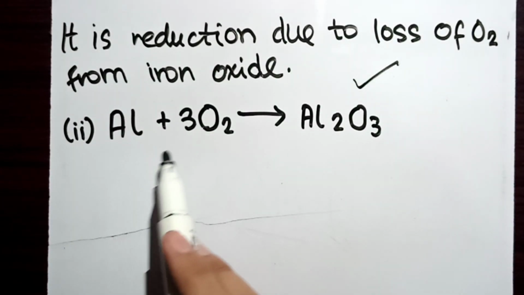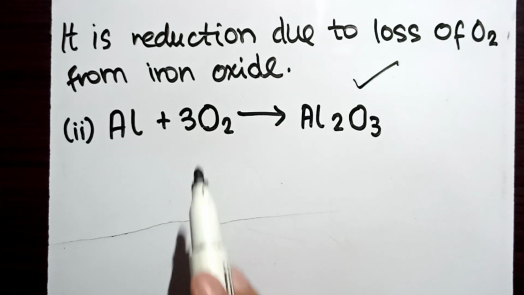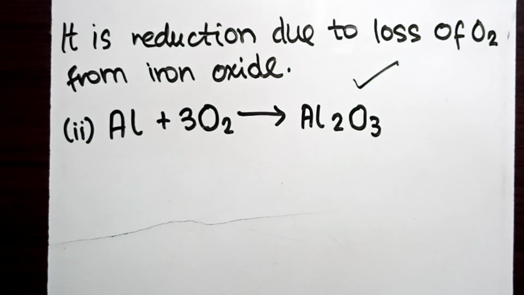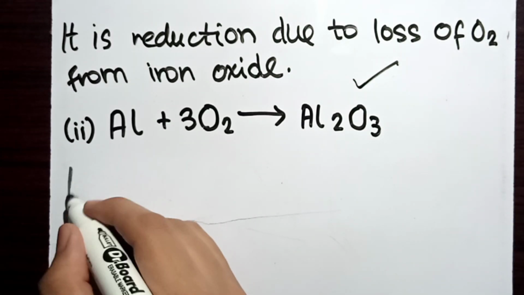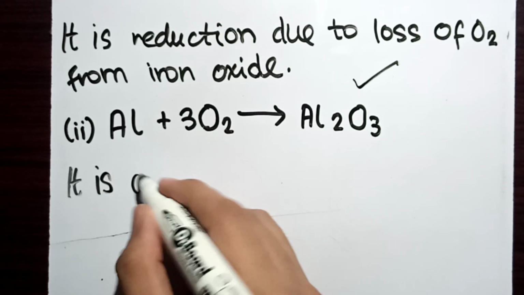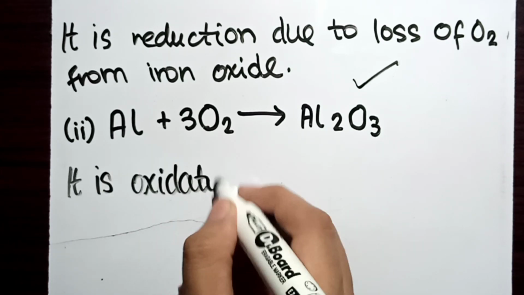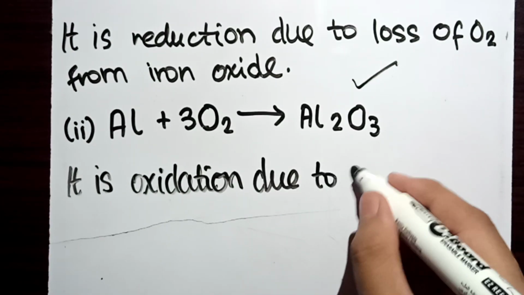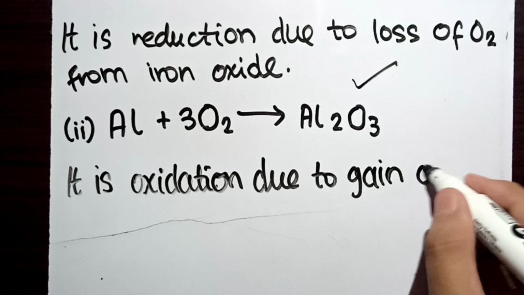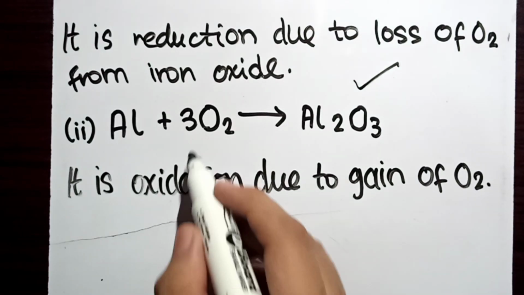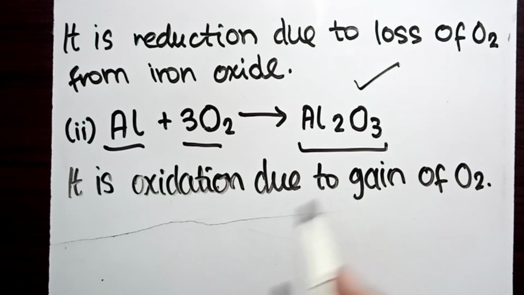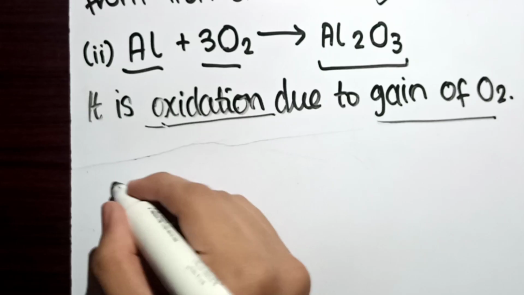Okay, what about this? 1 mole of aluminium reacts with 3 moles of oxygen gas to produce aluminium oxide. I know that you will answer it: it is oxidation. Here oxygen and aluminium were separated, but now they are gathered. It means that there is a gain of oxygen, which is known as oxidation.